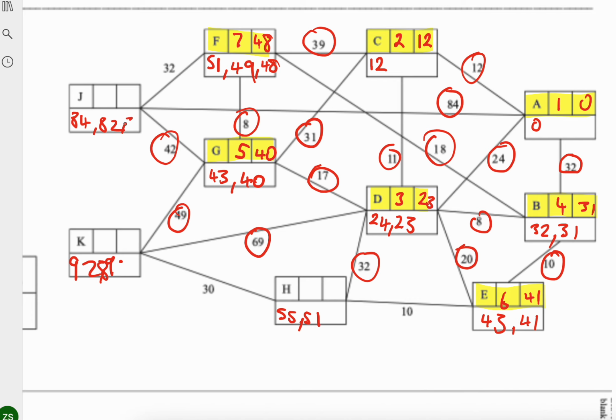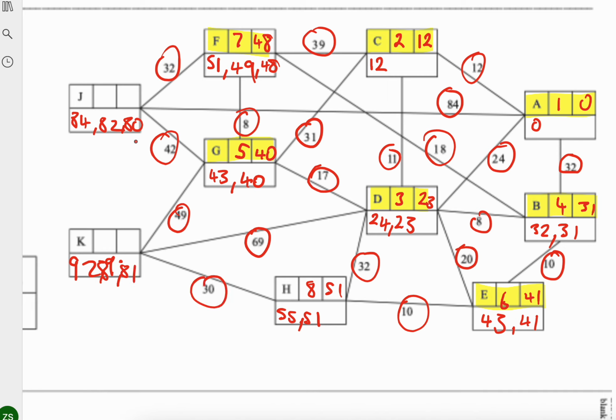80. Oh, that gives us a cheaper way. Okay, so that's 80. Right, we only have 3 nodes left. Which one's the cheapest? H, 51. So that's going to be H, 51. I should have highlighted that. So 51 plus 30 is 81.